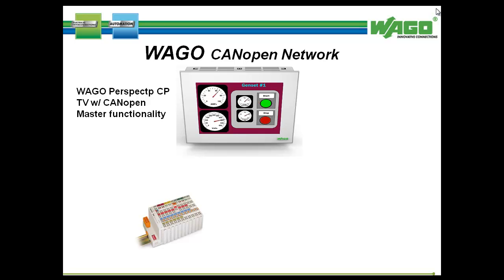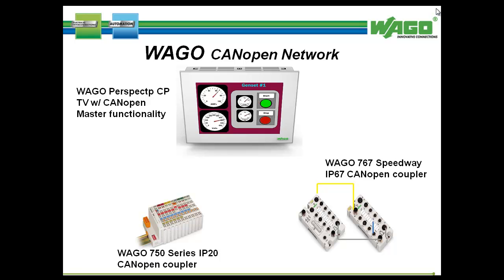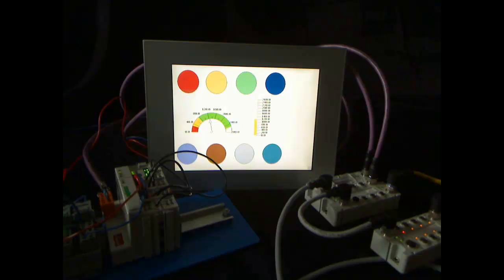Along with the panels, we're going to be interfacing the WAGO 750 series IP20 CANopen coupler and the WAGO 767 Speedway IP67 CANopen coupler. I'm going to show you the connectivity, which is all from WAGO, the cabling, the actual field bus connections, and of course how to write the code and set up the Perspecto CP TV panel as a master device for CANopen.